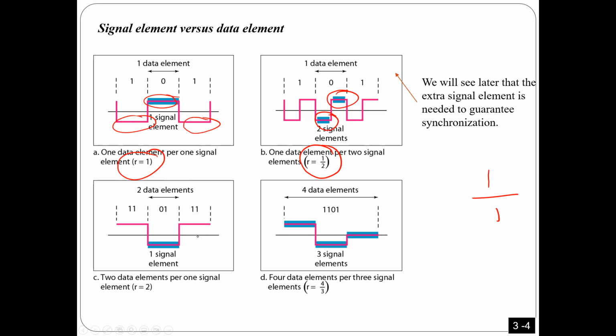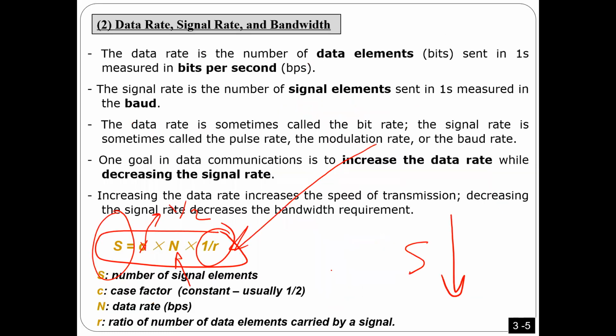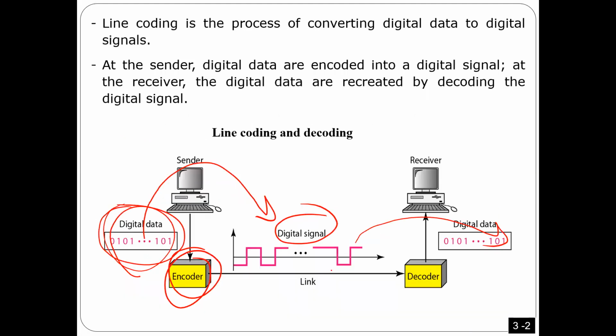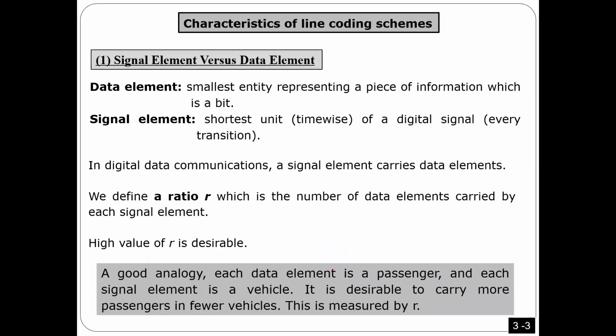This is again a different encoder. I'm showing you how we can calculate r. Here we have two data elements, and we have only one signal element. So for every signal element, we're going to transfer two data elements. So this one is going to be 2 divided by 1, which is 2. Let's look at this one here. For example, this one is going to be 4 divided by 3. Again, we're going to do that for every encoding scheme. We're going to calculate r. After we calculate r, we're going to calculate S. And the smaller the S is, the better for sure.